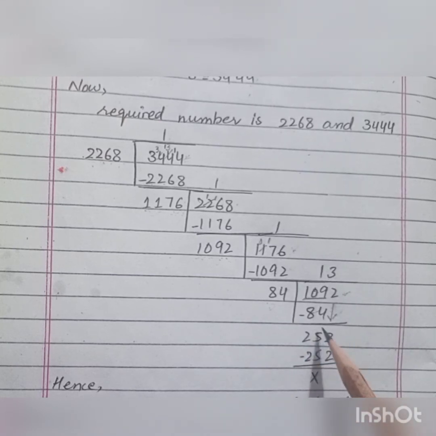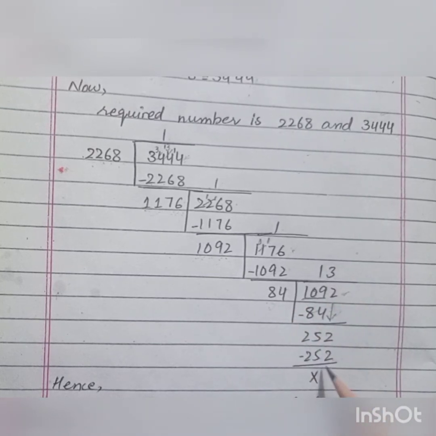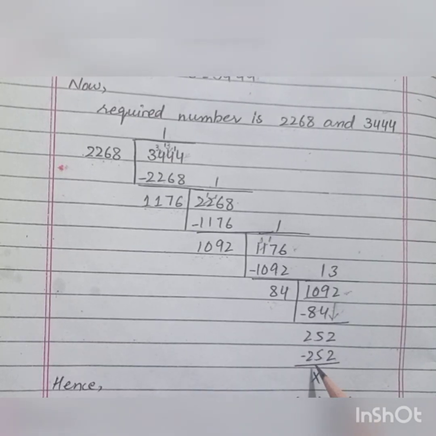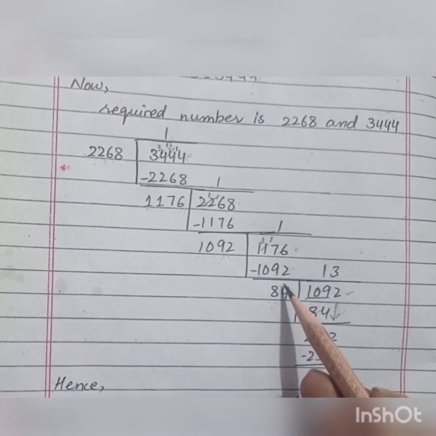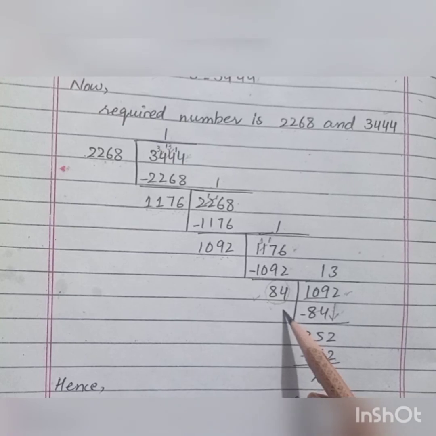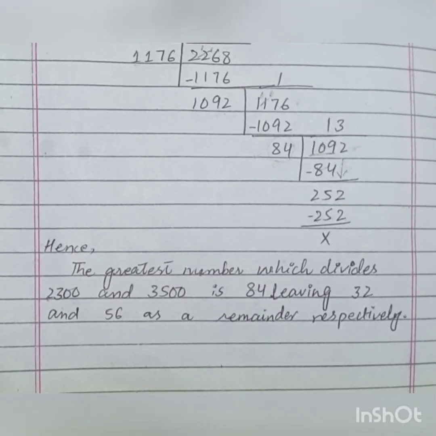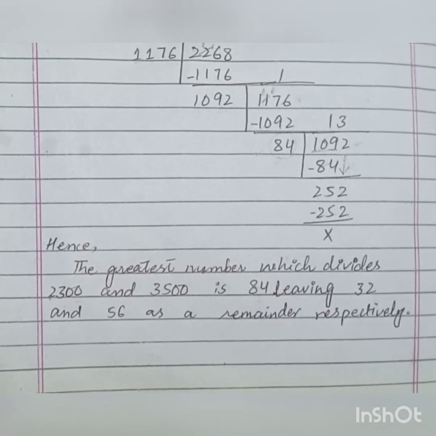Students, this can also be divided by 84. That's why we will multiply 84 by 3. The answer will be 252. And we can see that this is completely divisible and leaves no remainder. Now you can see that the last divisor is 84, which means that the HCF is 84. Hence the answer is: the greatest number which divides 2300 and 3500 is 84, leaving 32 and 56 as remainders respectively.